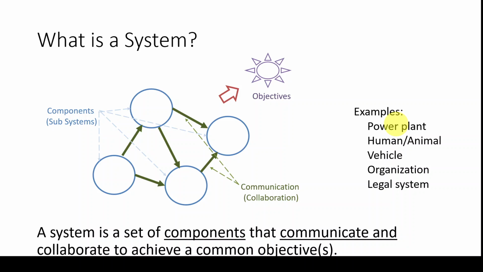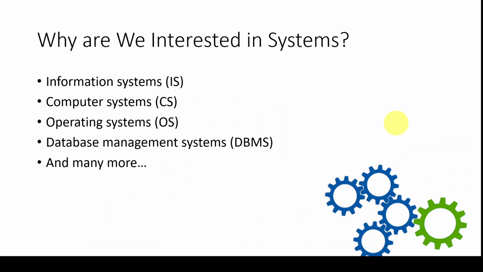And again, the interesting thing is that we have conceptual systems as well. Most of the systems that we are interested in in our subject are conceptual systems. For example, an information system is a conceptual system. Of course, a computer system has both physical and conceptual things. An operating system is definitely software, a conceptual system. A database management system is a conceptual system.